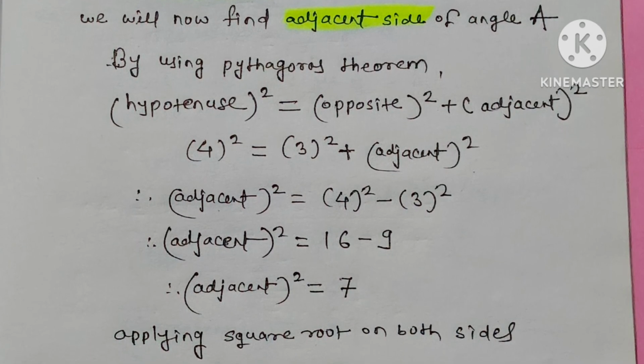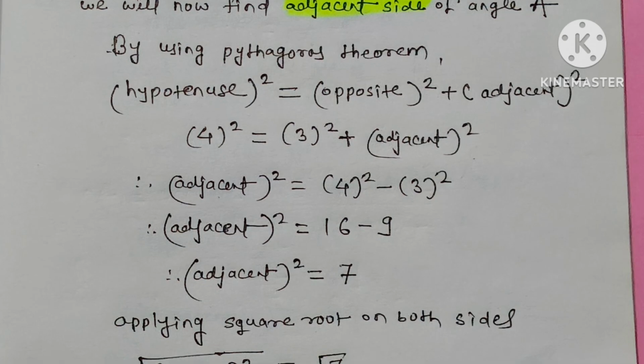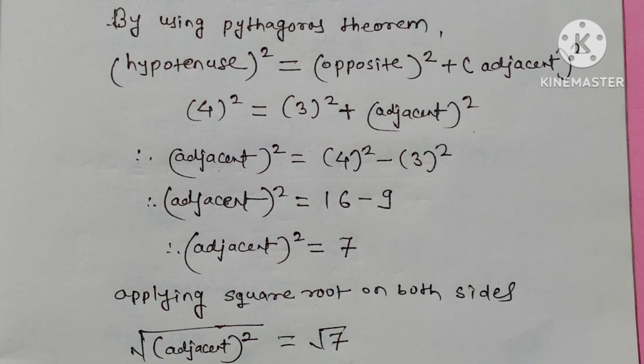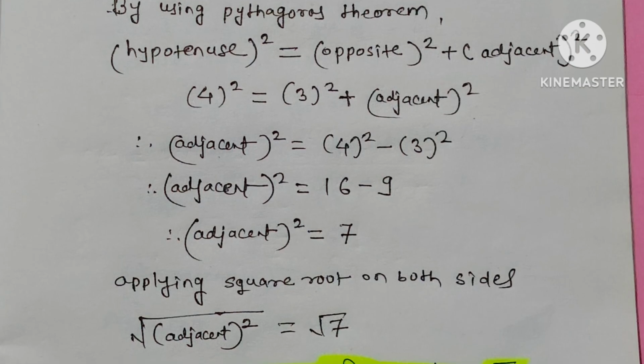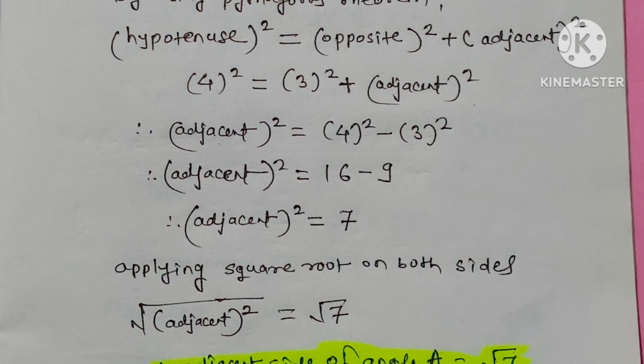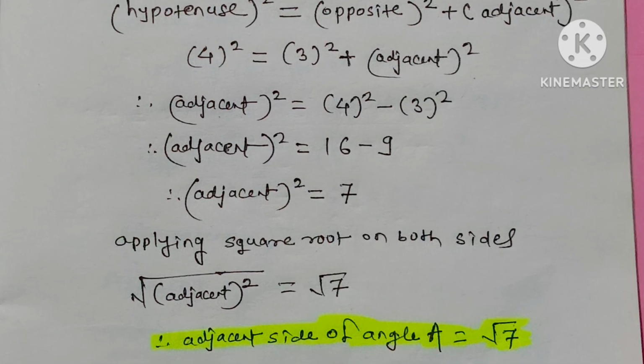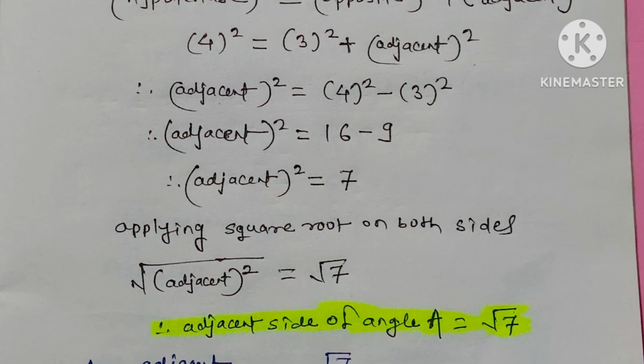So opposite side value is 3 and hypotenuse is 4. So we got the two sides of the right angle triangle, one is the hypotenuse, one is a side. Okay, so the other side we can find using the Pythagoras theorem. So we are going to calculate the same here.